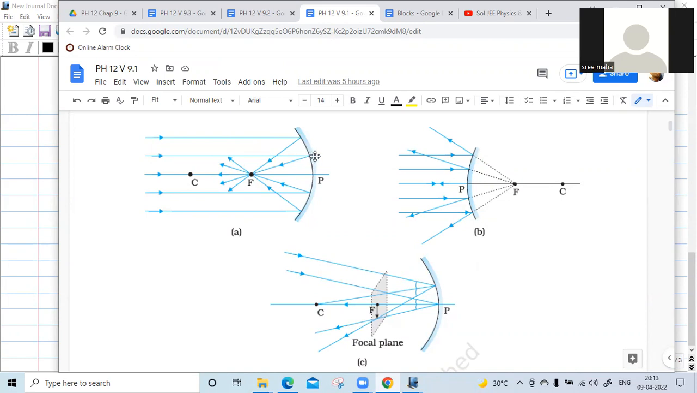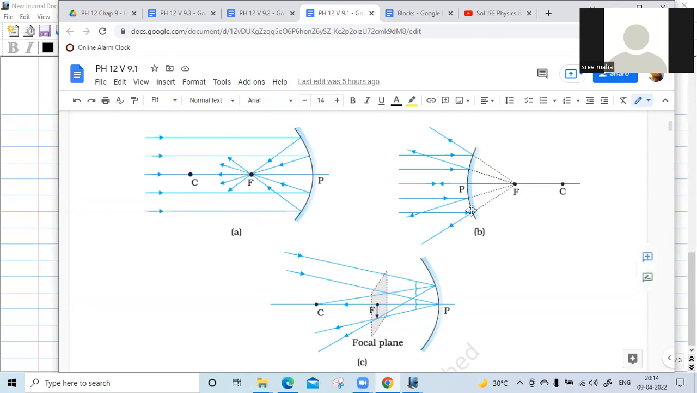If you take this one, now the angle will change. The angle of incidence becomes smaller, so the angle of reflection is also smaller. So all the parallel lines, based on this reflection, if you draw it, will meet at a single point, and that point is called the focus. So this is for a concave mirror.